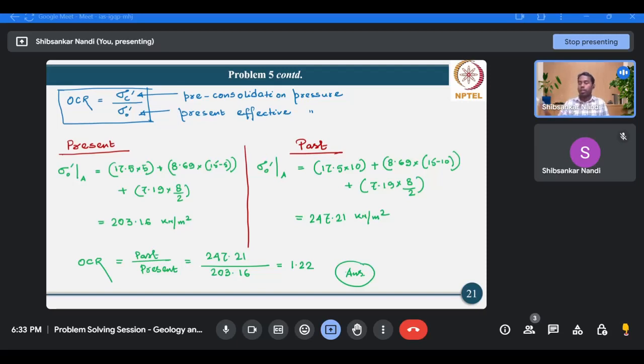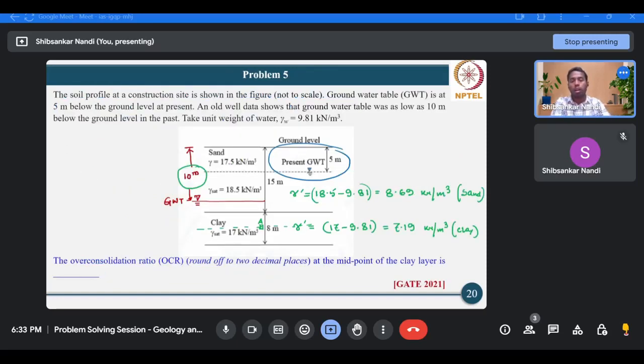Okay. So it's a very simple and straightforward problem. You just have to calculate the two effective stresses, one in the past and one at present, and then take a ratio of these two values to obtain the over consolidation ratio. And you have to be very careful when you go for the calculation about the location where you need to calculate the over consolidation ratio. So for this problem, it's required at the midpoint of the clay layer.